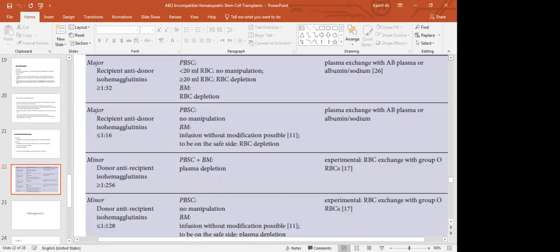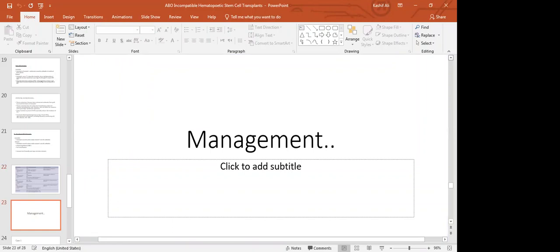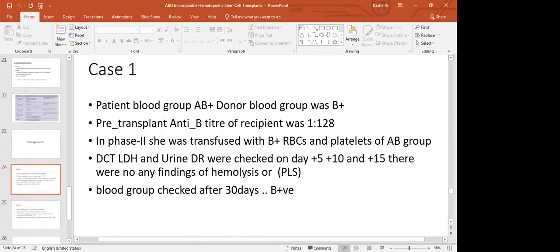And now coming towards the management of cases discussed with you previously. First of all, patient blood group AB positive and donor group was B positive. So pre-transplant anti-B titer of recipients was 1:128. In phase 2, she was transfused with B positive RBCs and platelets of AB group, and monitor DCT, LDH, and urine DR were checked on day 5 plus 10 and 15. There were no any findings of hemolysis or PLS, and blood group also converted to donor type.